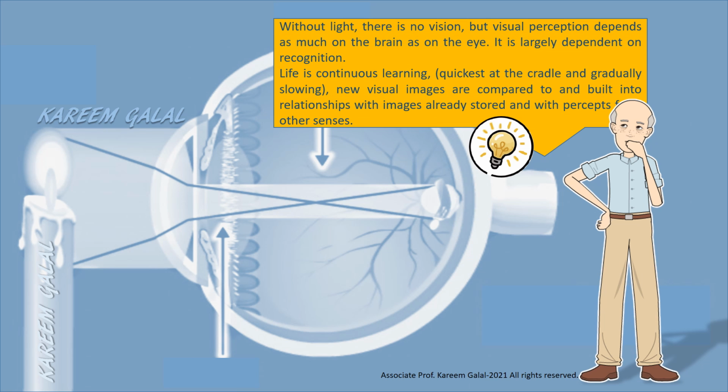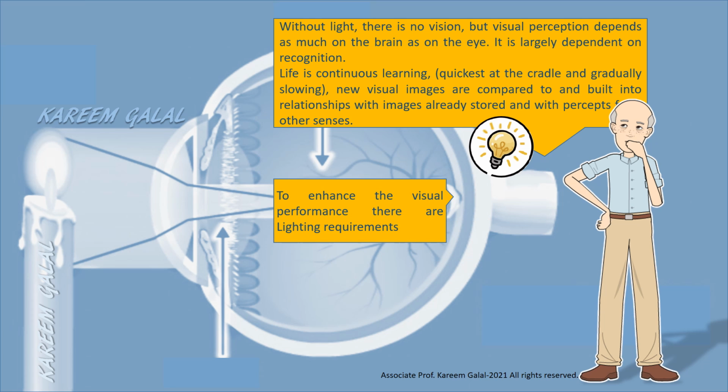Without light, there is no vision, but visual perception depends as much on the brain as on the eye. It is largely dependent on recognition. Life is continuous learning, quickest at the cradle and gradually slowing. New visual images are compared to and built into relationships with images already stored and with percepts from other senses.